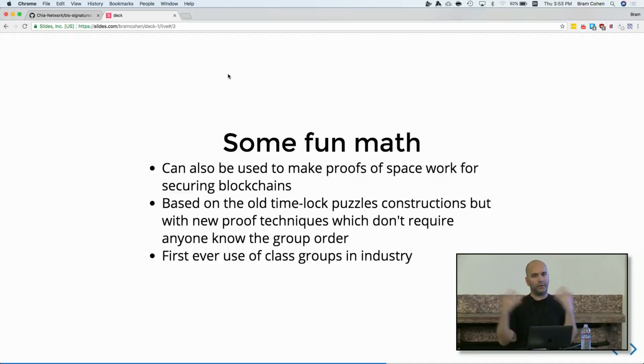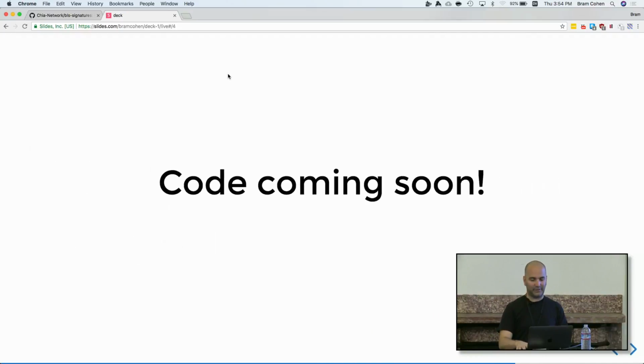We are doing the first ever deployment in industry of class groups. We are soon releasing code for this, but it's not quite ready yet. We are going to be releasing supporting materials, including a really nice write-up of what on earth class groups are that you can read with only a high school math background, sort of on the level of explaining complex numbers, a little more complicated than that. But that's really fun.